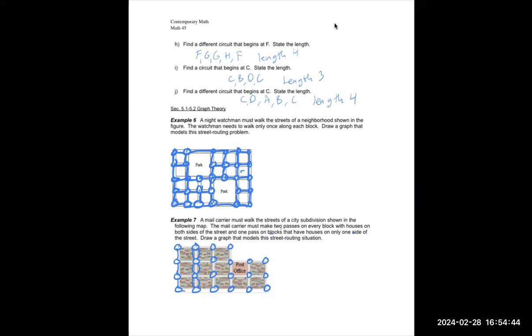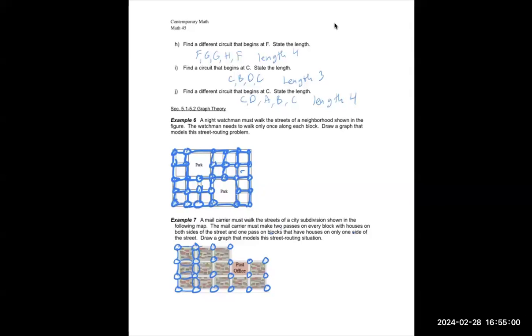This one only has one, so I'm going to draw just one line. This has houses on two sides, so I'm going to draw two sides of the street again. And then this one, the same thing, two sides of the street, so two edges, and then just one side of the street right there.